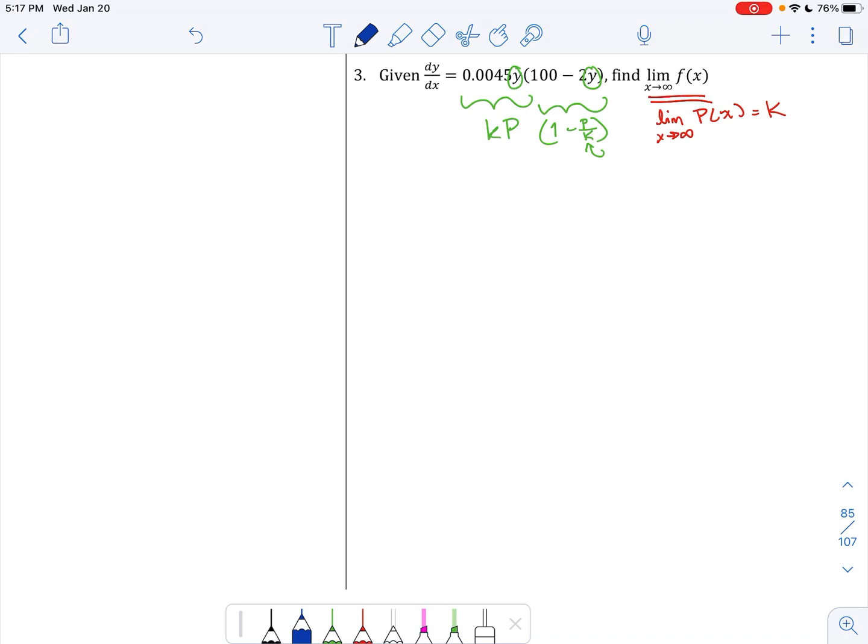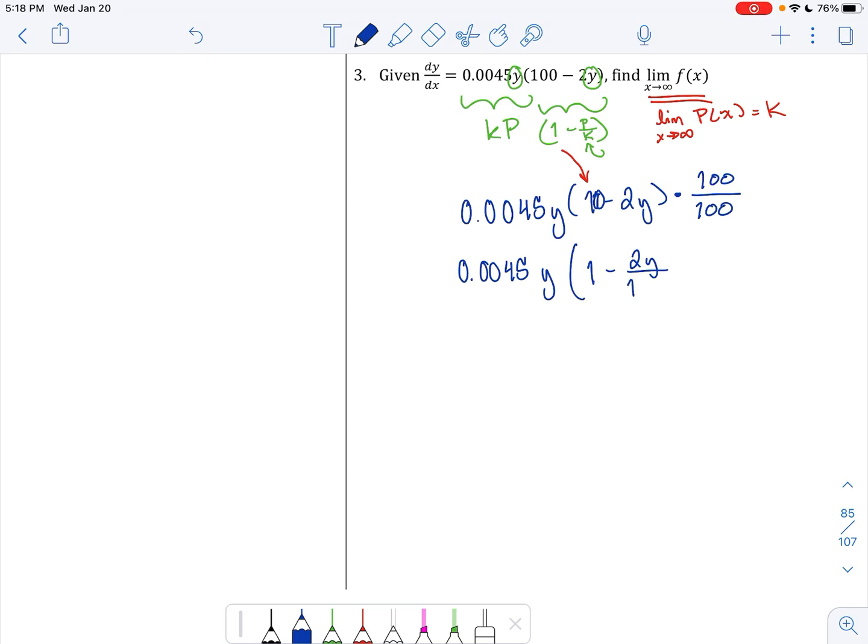So the first thing that I'm going to do is consider 0.0045y times (1 minus 2y). And the first thing that I need is a 1 here. Right now I have 100. So just like I would do for many of these, I would multiply by 100 over 100 and distribute. So then what I end up with when I distribute is 0.0045y times (1 minus 2y over 100) times 100, because I'm distributing just the denominator for now, because that's what turns this 100 into a 1, which is what I want.